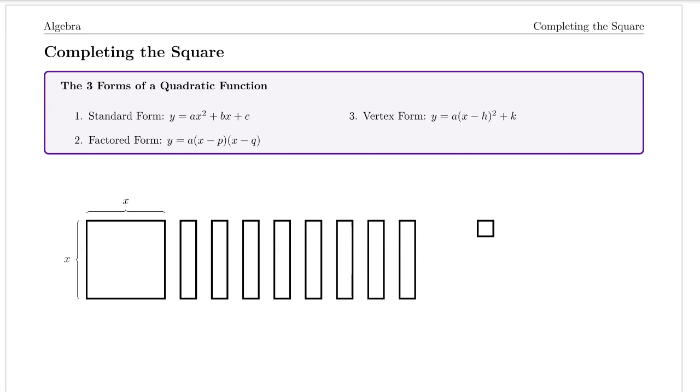In this video, we're going to talk about how to complete the square. Before we do that, let's talk about the three forms of a quadratic function. They are standard form, factored form, and vertex form. Sometimes vertex form is called graphing form.